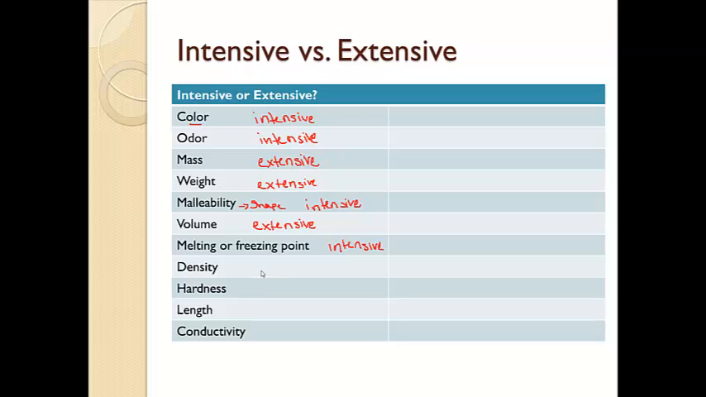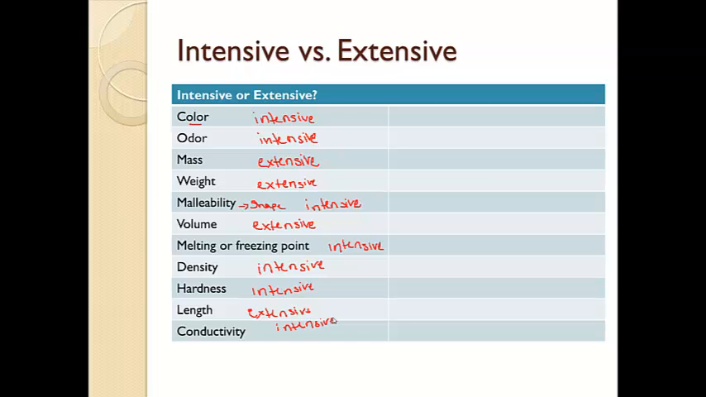Density doesn't matter how much you have, it's all going to have the same product. Hardness, same thing. The length is going to be extensive because the more you have, the longer it's going to be. And then finally, conductivity is going to be intensive for the fact that it doesn't matter how much is there, it's still going to be the same conductivity.